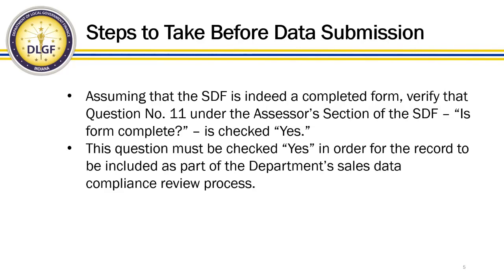Another thing that, as an assessor, you will want to keep in mind when reviewing the sales disclosure forms you receive in your office, assuming the form is indeed a completed form, is to verify question number 11 under the assessor section of the form. That's part 2, the assessor section, at the top of page 4 of the sales disclosure form. That question asks, is the form complete? You want to verify that that is checked yes.